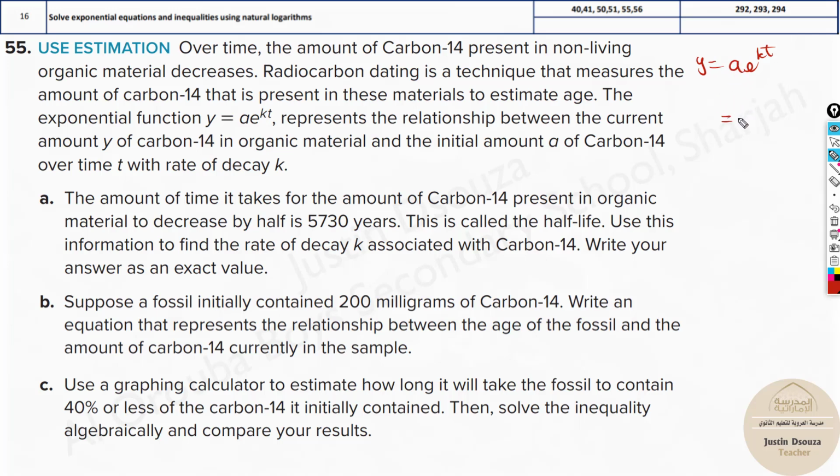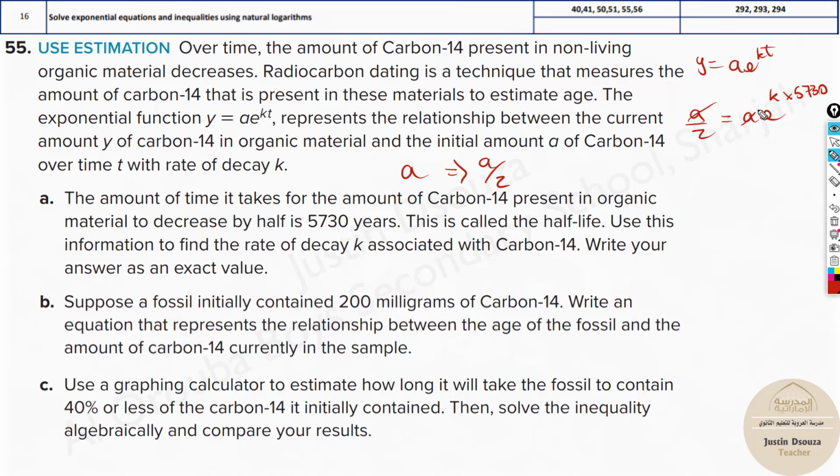Now, if I have an initial amount of, say, 1, after 5,730 years, what will be the amount? It'll be half of this, isn't it? Because it undergoes decay, half-life. So here y will be half of a. So I can write this as a by 2. This will be a. And what is e? e is a constant. k is the unknown value, that is what we are solving, the rate of decay. And the time over here given is 5730.